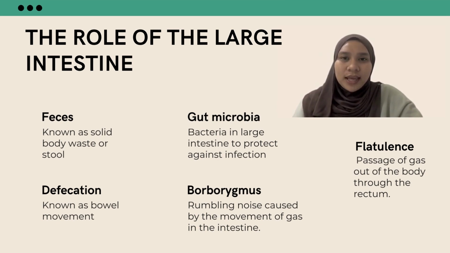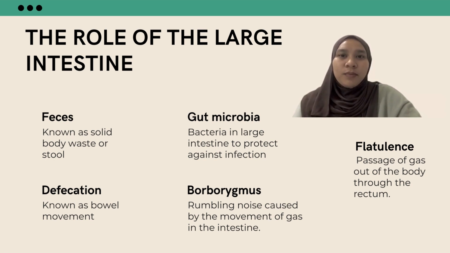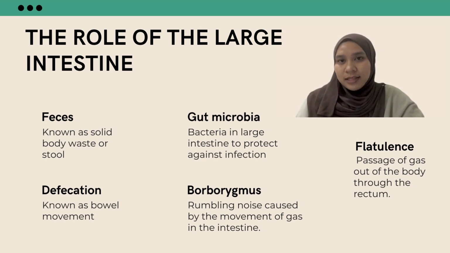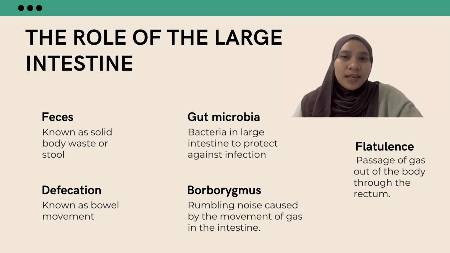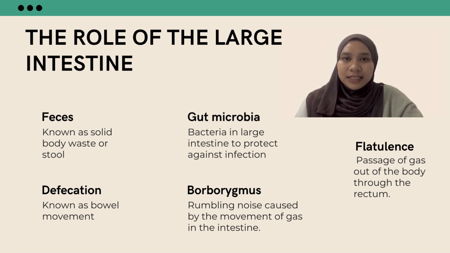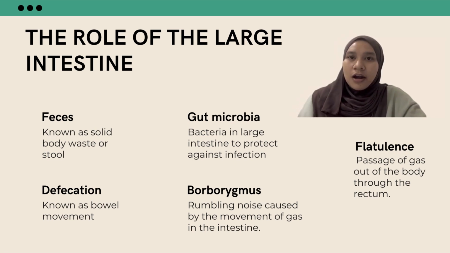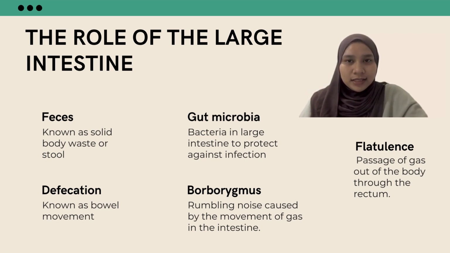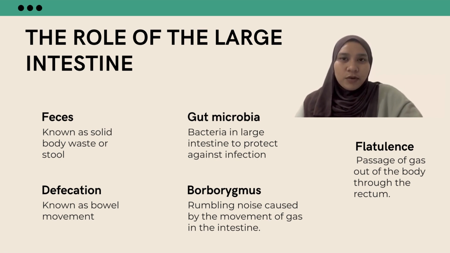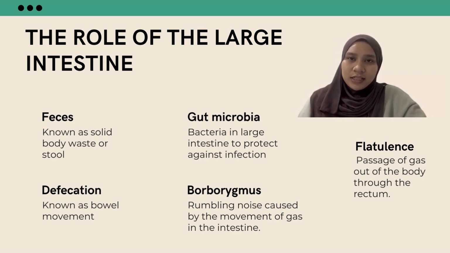The food waste enters the large intestine where excess water is reabsorbed into the body through the walls of the large intestine, helping to maintain the body's fluid balance. After that, the remaining waste will form into feces. Feces, also known as solid body waste or stool, are expelled through the rectum and anus. Then, there is defecation, also known as a bowel movement, which is the evacuation or emptying of the large intestine.